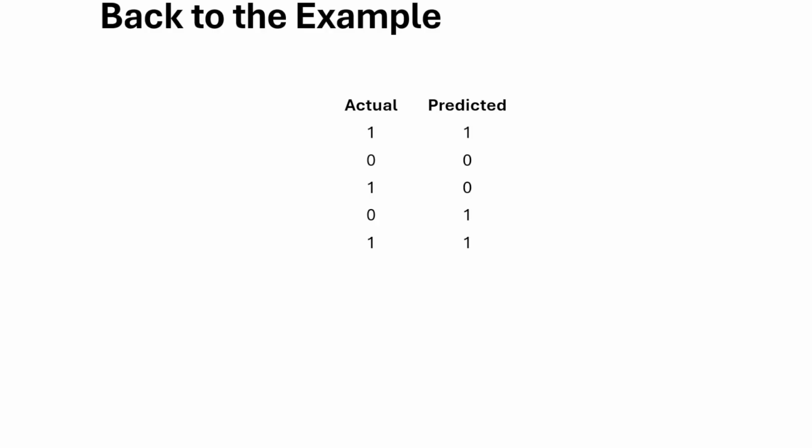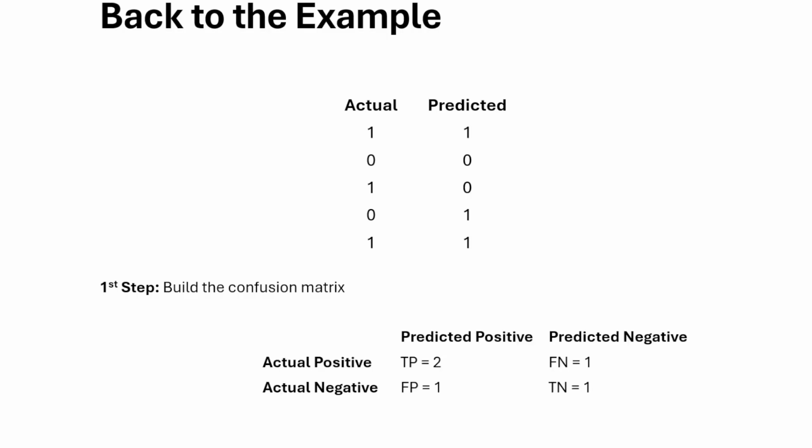So back to the example. The first thing that we're going to do is build the confusion matrix. It's just like what we've seen before: true positives, true negatives, false positives, and false negatives. Let's check, for example, true positives, we have 2. It's when we predict 1 and the actual is 1, so 1 and 2. False negatives, when we predict 0 but it's actually 1, so it's this one, and so on.